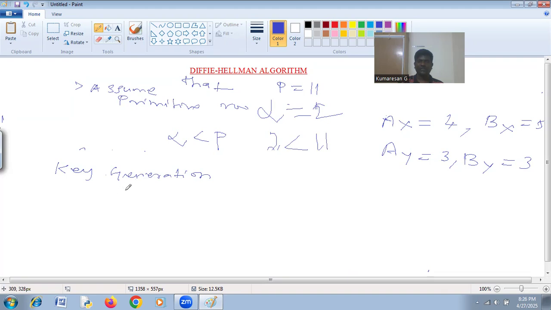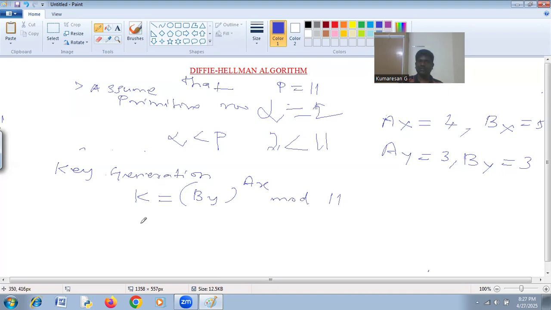Now let us assume that, for example, we need to generate keys on the sender side with the help of the receiver side public key. So what is the receiver side public key? With the help of the receiver side public key B and the sender side private key X, we need to calculate the key generation.